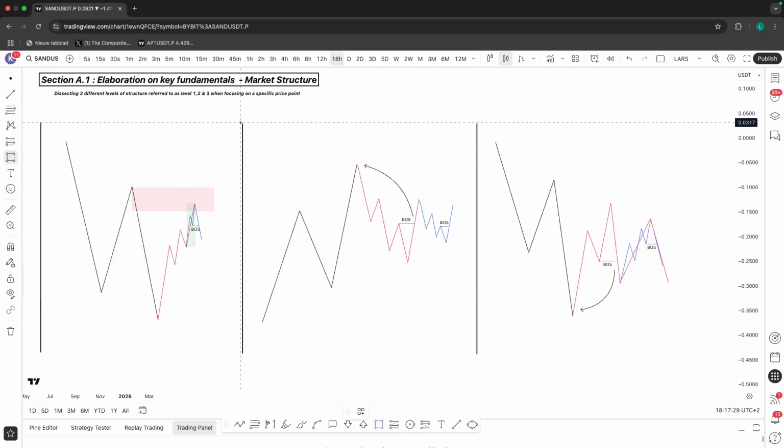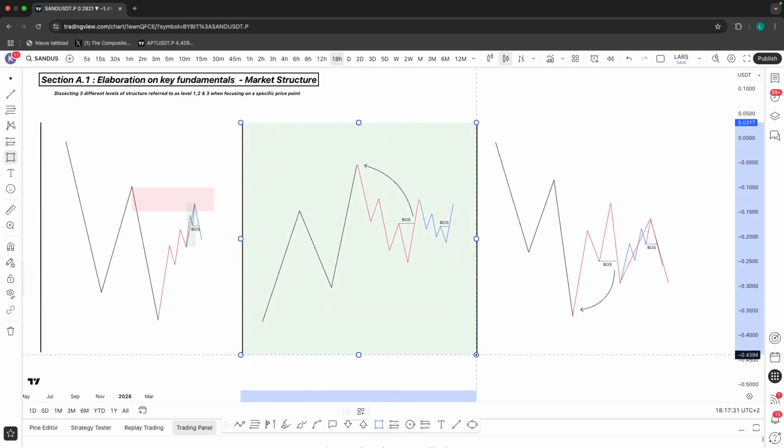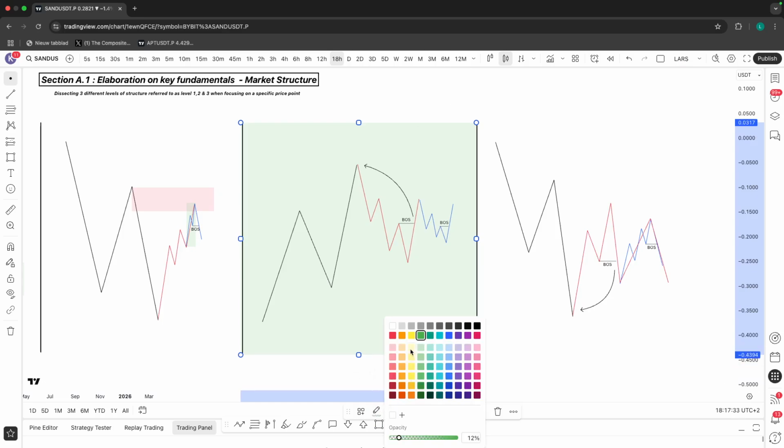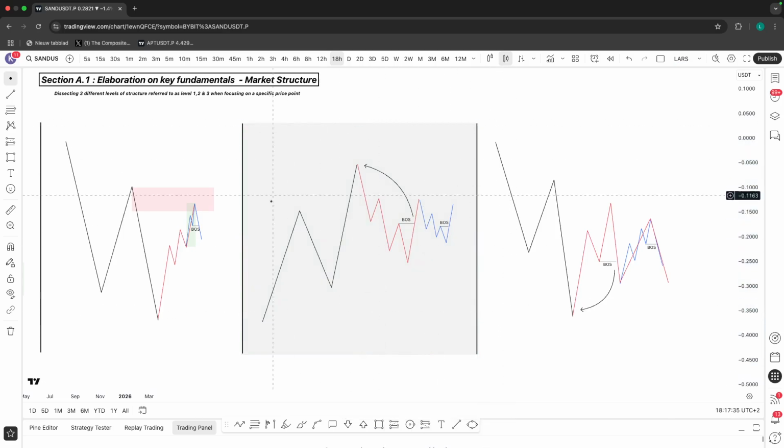If I'm focusing on the uptrend, let's use this as an example right here, okay? Let's make that gray. We're focusing on this situation right here. If I'm focusing on this uptrend as my level 1, then that automatically makes this my level 2 and makes that my level 3.